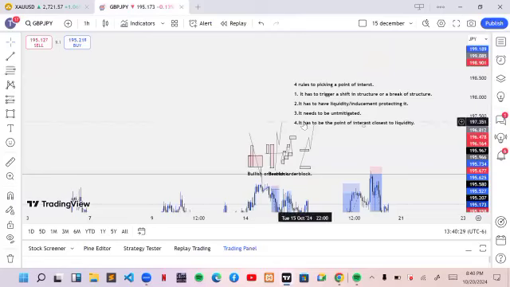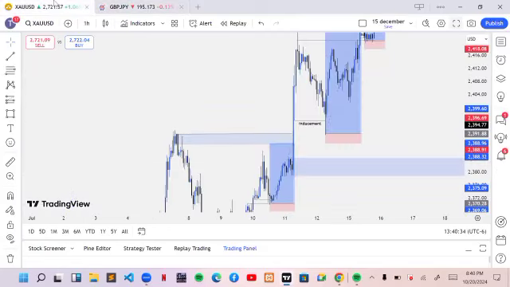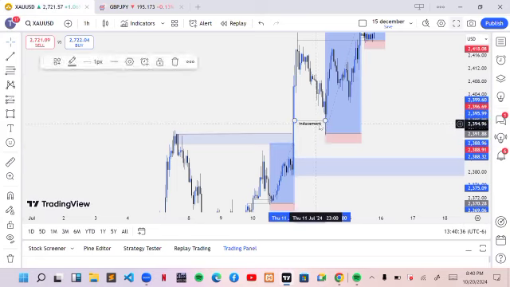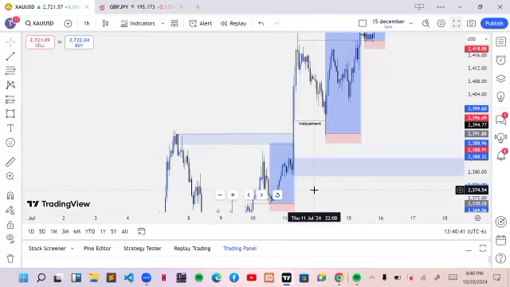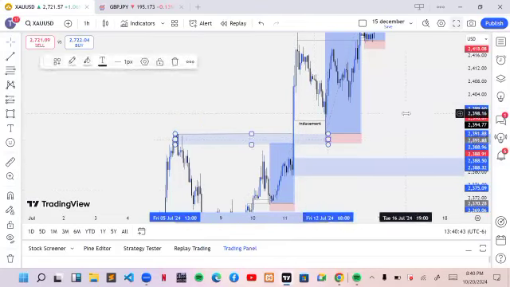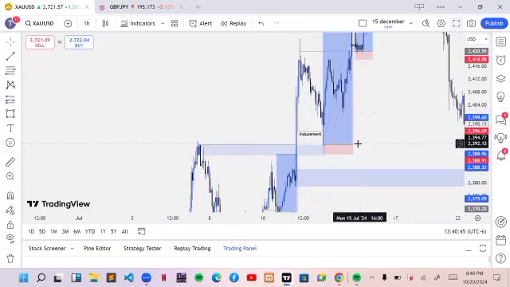But the fourth rule says it has to be the point of interest closest to liquidity. Where is our liquidity? This inducement. Now between these two points of interest, the breaker block and the other block, which one is closest to liquidity? It is the breaker block. So that was why I took my entry off of this breaker block.